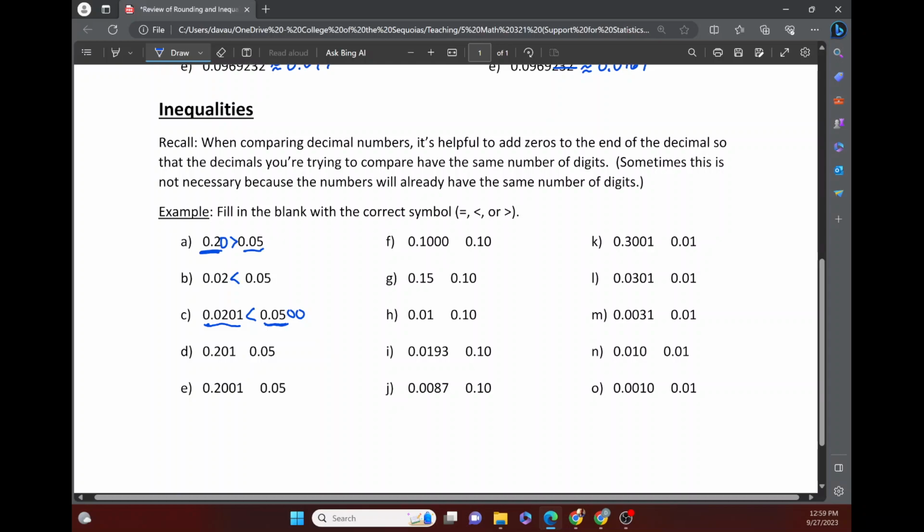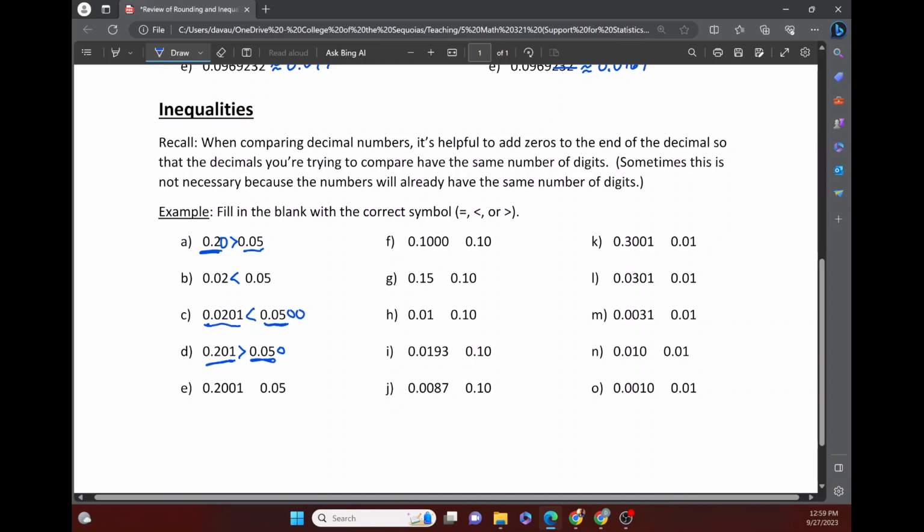Looking at part D, on the other hand, I have 0.201 compared to 0.05. Here I have 3 digits. Here I only have 2. So I'm going to add a 0. And now it becomes clear that I'm comparing 201 to 50. Well, 201 is bigger than 50, right? So the inequality should go that way.